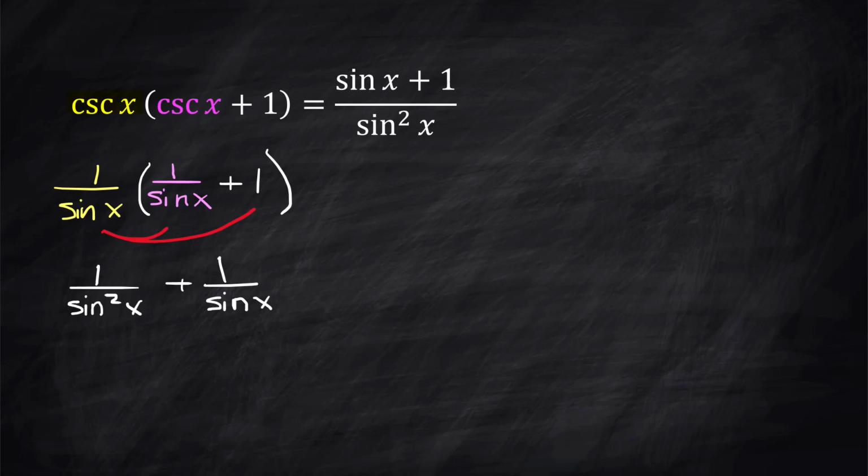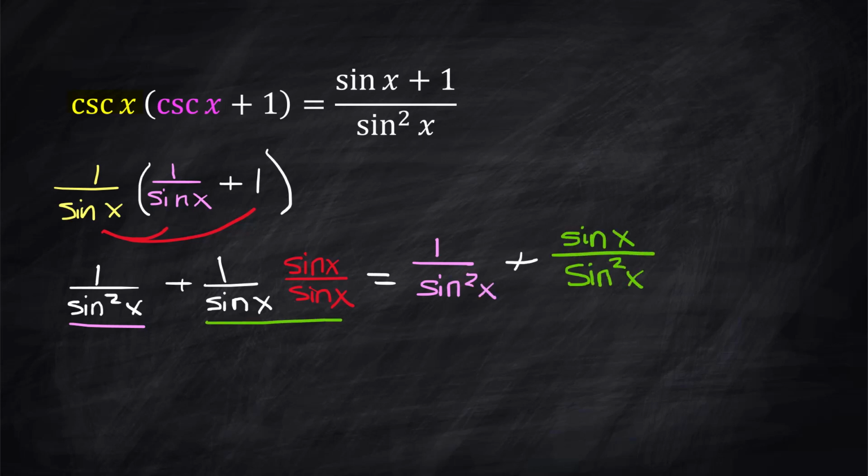Now, since we are adding fractions, we need to have a common denominator. You don't need common denominators when you multiply and divide, but you do need them when you add and subtract. So I have to multiply this second fraction times sine x over sine x so that the denominators match, and that common denominator is sine squared x. We end up with 1 over sine squared x plus sine x over sine squared x. Sine x times 1 is sine x, and sine x times sine x is sine squared x. Now we have the common denominator, so we just need to add the numerators, and we end up with 1 plus sine x over sine squared x.